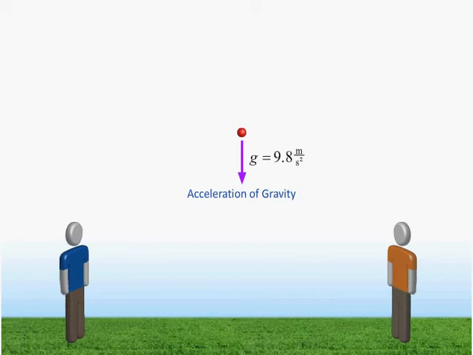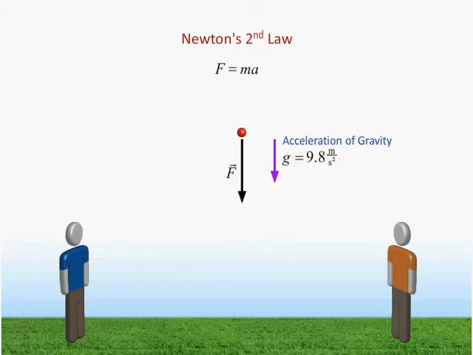From this description of the motion, we can use Newton's second law to conclude that there must be a force in the downward direction acting on the object, and that the magnitude of this force must be equal to the product of the mass of the object and the constant g. We call this force the weight of the object.